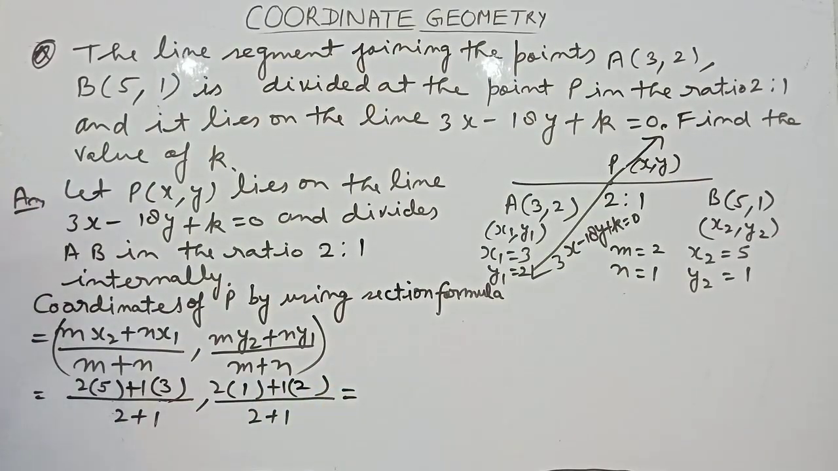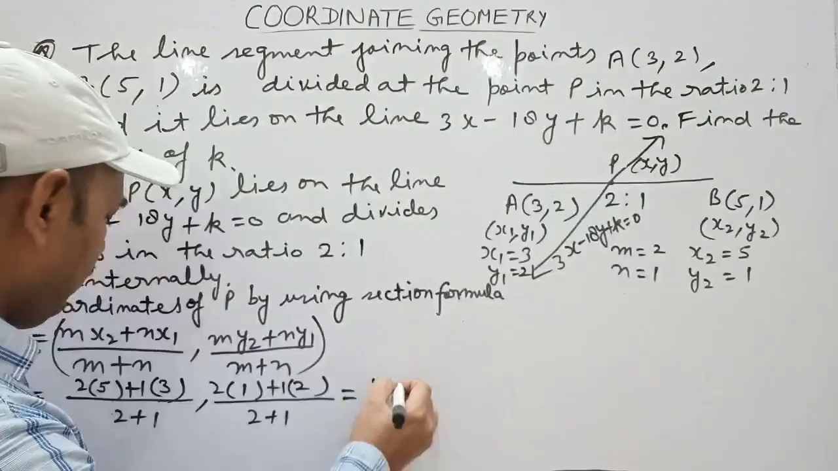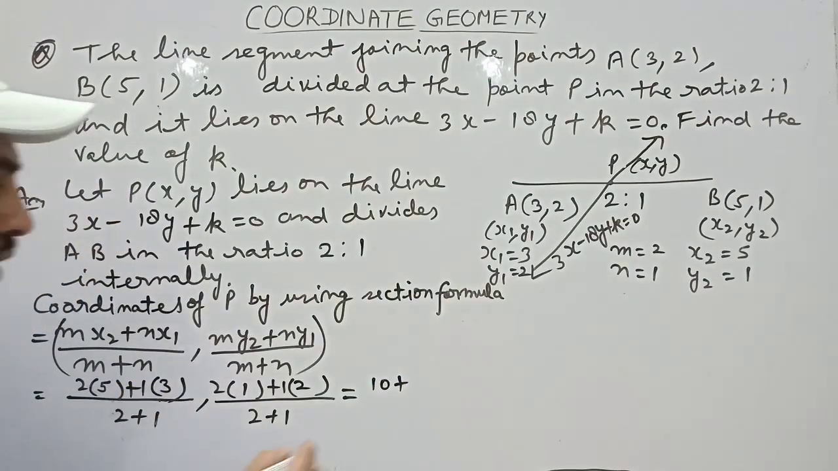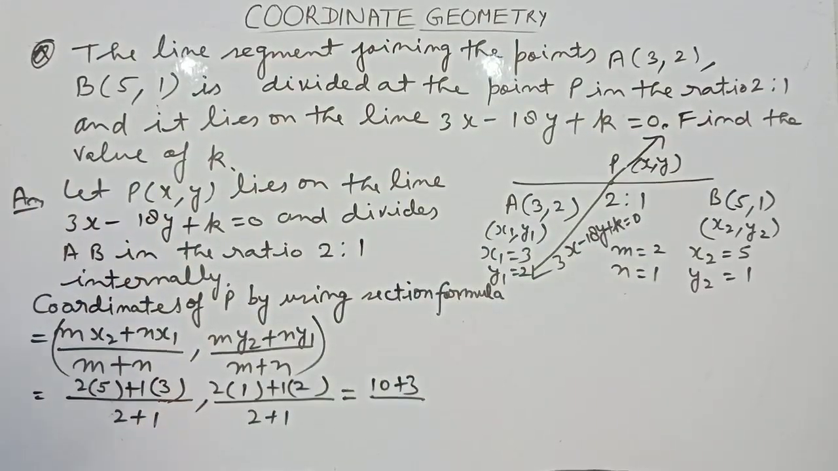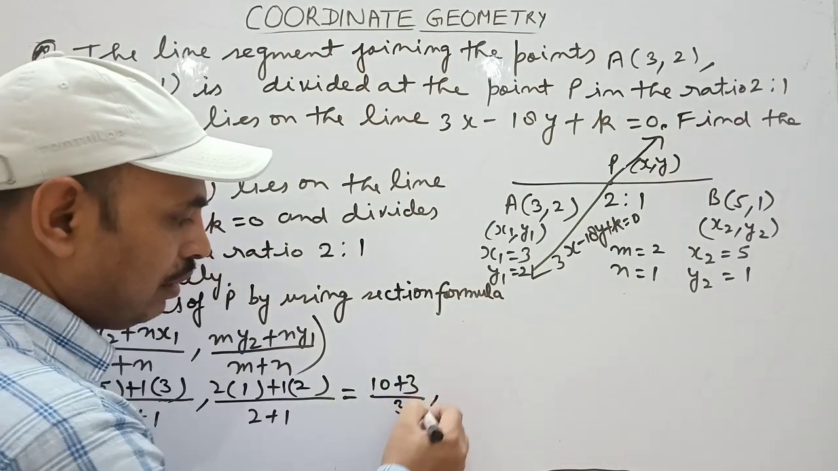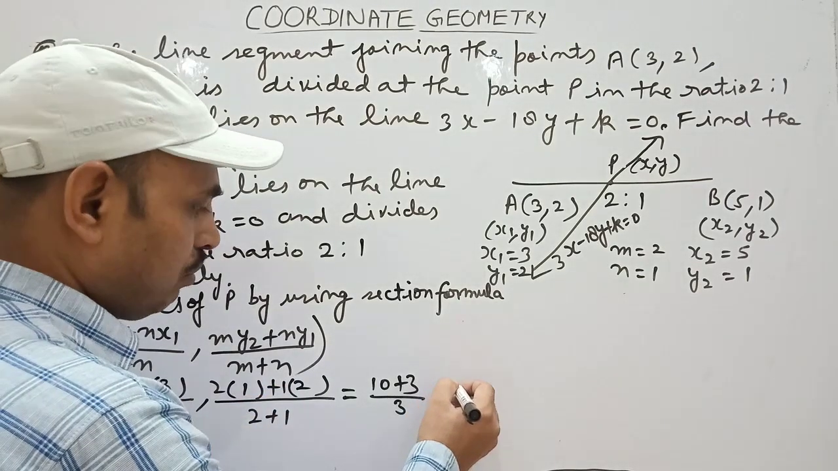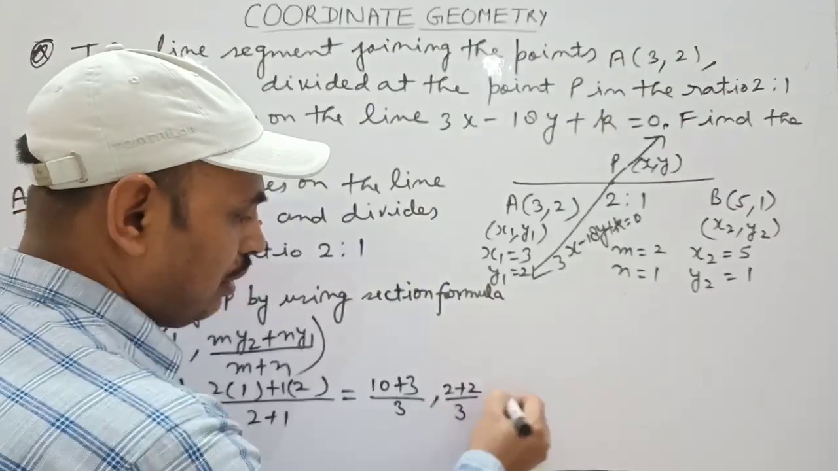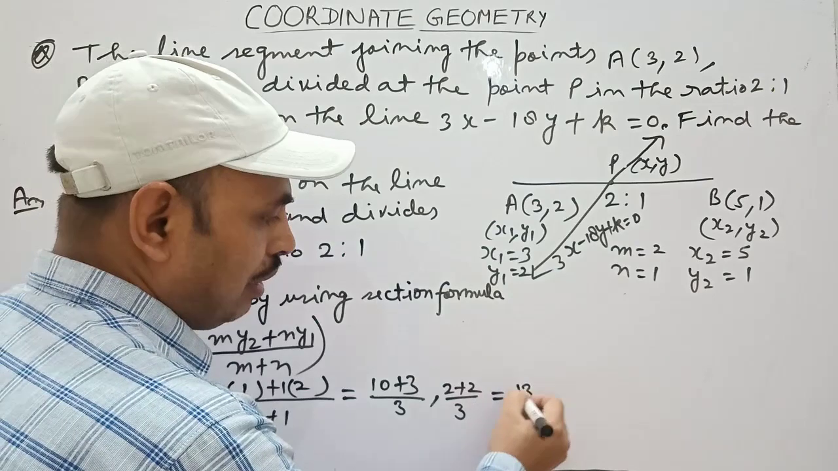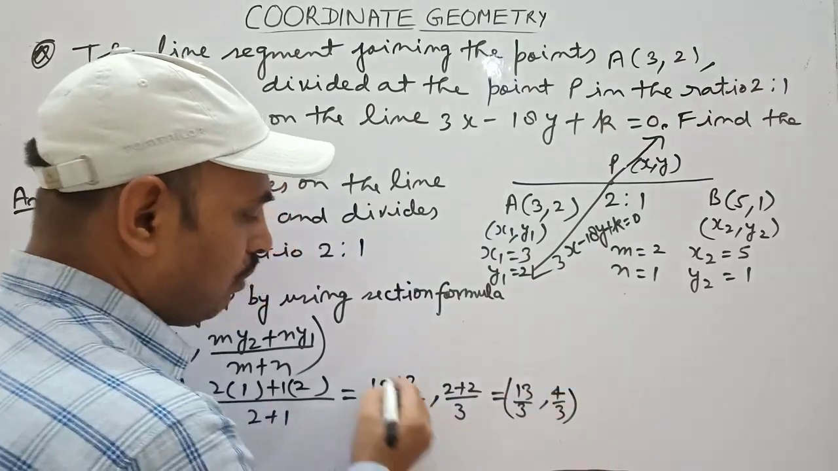So this is equal to (2 times 5 plus 3) upon 2 plus 1, that is 10 plus 3 upon 3, comma (2 times 1 plus 2 times 1) upon 2 plus 1. So 2 plus 2 upon 3. This is equal to 13 upon 3 comma 4 upon 3.